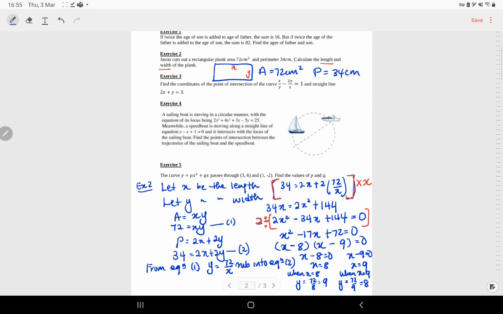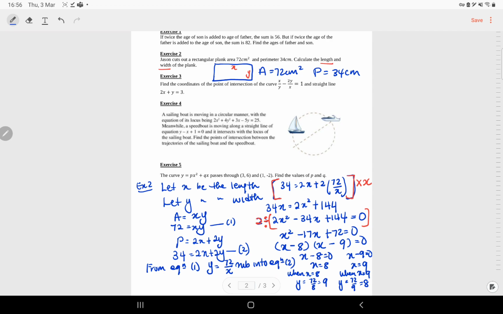Exercise 5, right. Here you're given the curve y equals px squared plus qx passes through the points (3, 6) and (1, -2), and they want you to find the values of p and q. Again, p and q are your two unknowns. Two unknowns, you need two equations. So where do the two equations come from?